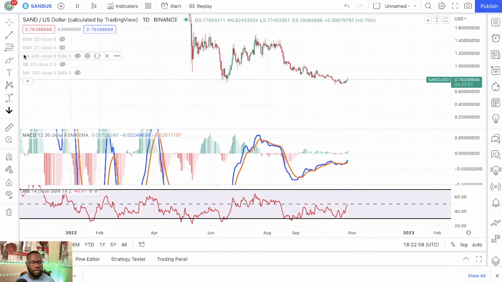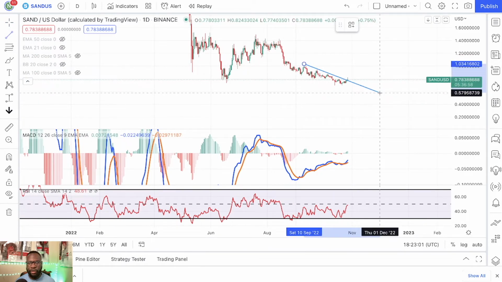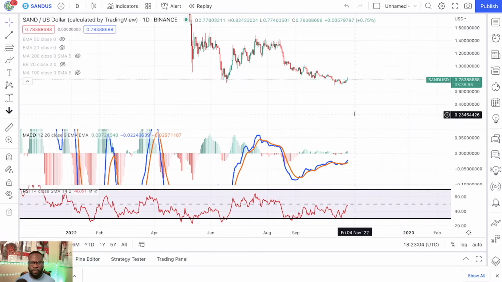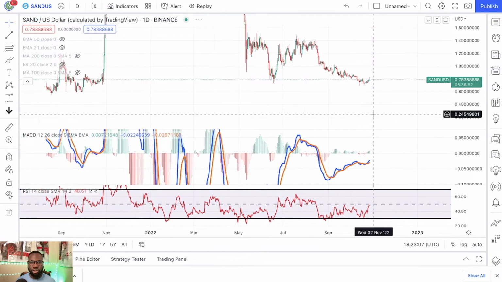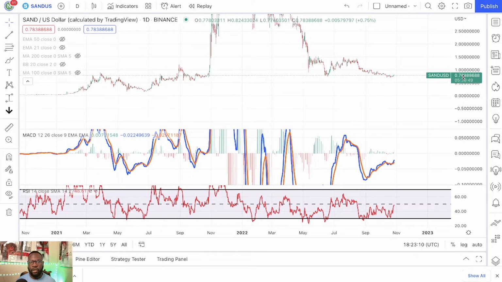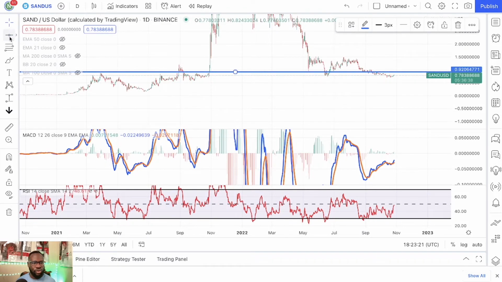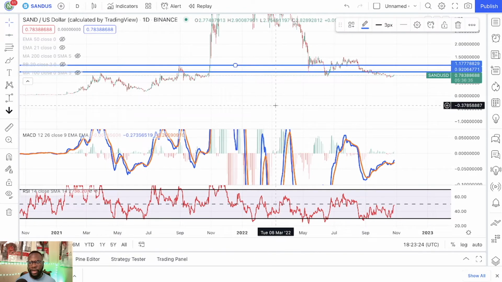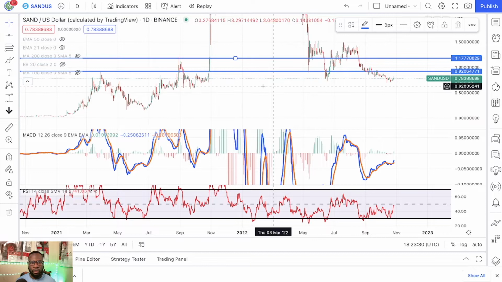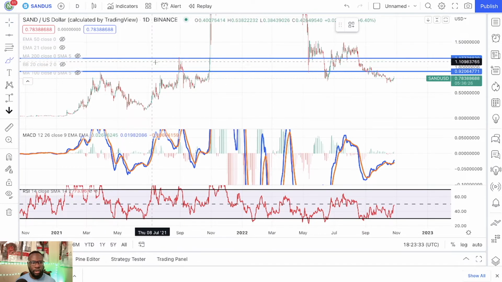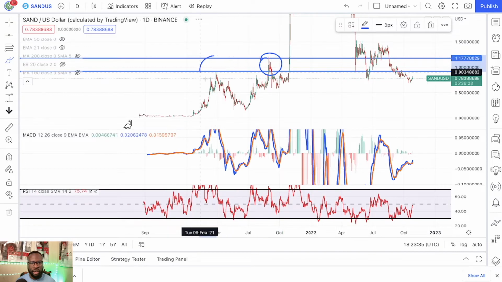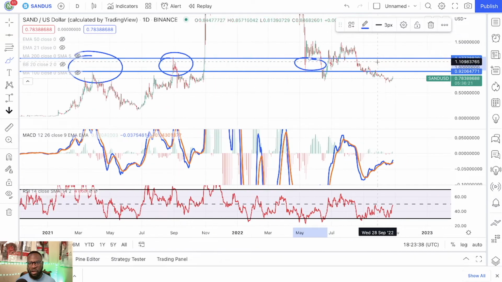Sandbox, again, breaking out of this trend right here. Let me show you some targets. Big targets is right here, from $0.92 all the way up to $1.17. So this is the range right here. Lots of confluence in this range right here.